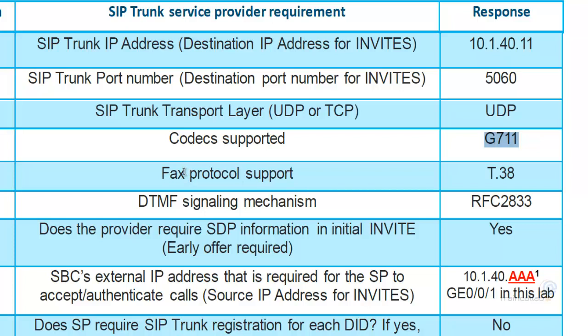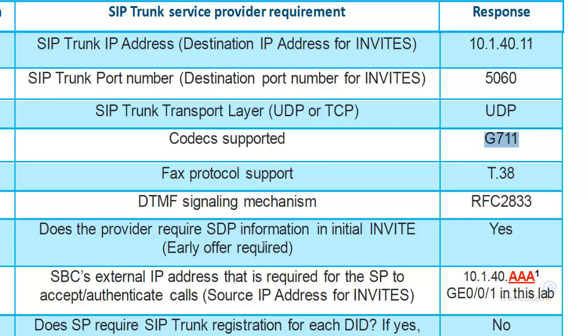And then the fax protocol: are you supporting T38 or not, or do you still want my connections to be G711 or something else? Then the DTMF signaling mechanism: do you want RFC 2833, or SIP KPML, or what are you supporting? Please let us know the DTMF, because if the DTMF signaling is not supported, then you have problems. For example, people are dialing out to a hotline outside your company and the hotline is asking to press digits one or two to reach a particular service, and people are not able to reach those services because the DTMF signaling is mismatching between your CUBE and your provider.